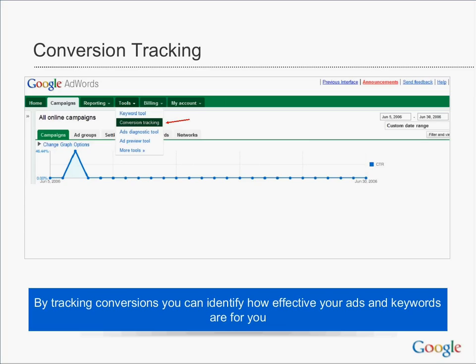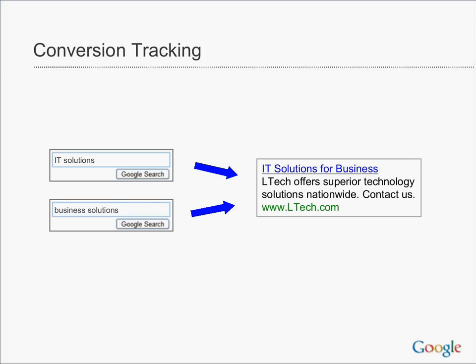To start using conversion tracking, you will need to put a snippet of code on your website, and most of you are going to need to use your webmaster to do this. And once that code is on your website, you're going to be able to get key metrics directly within your account. And again, this is a critical component in testing what works and what your ROI is for a given keyword or ad. So let's take a look at a specific example for the keywords IT solutions and business solutions, both of which trigger the same ad seen here.